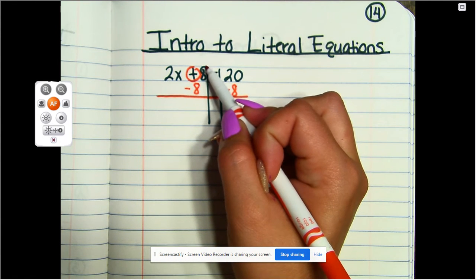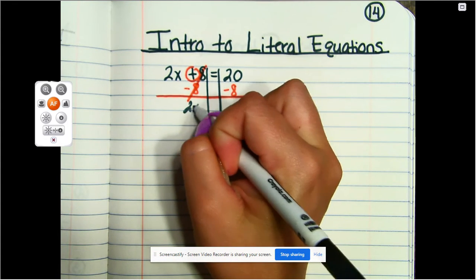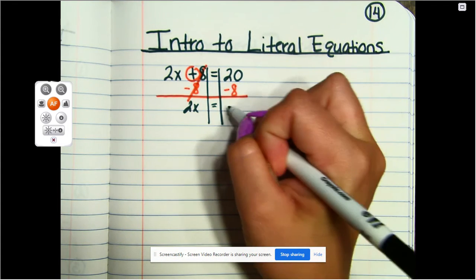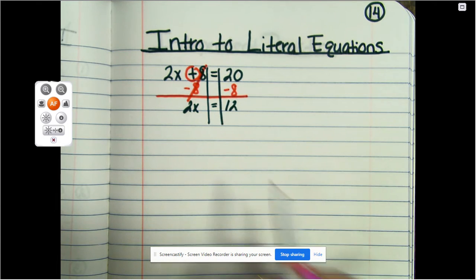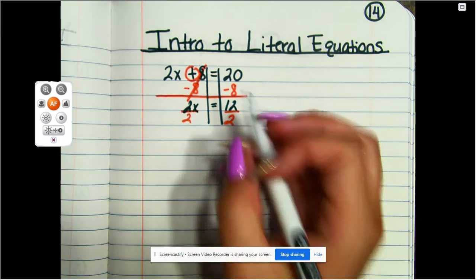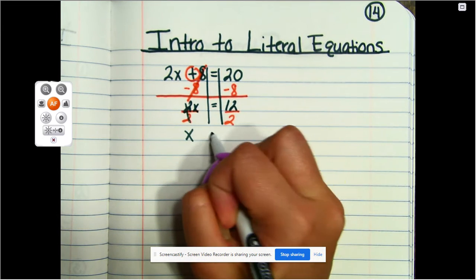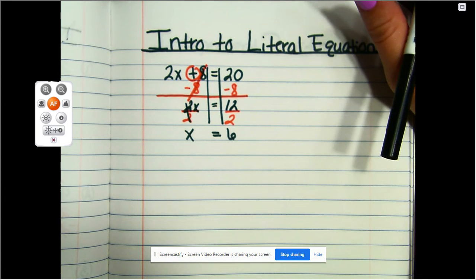8 minus 8 cancel, and we are left with 2x. And then 20 minus 8 is 12. And so from here, we're going to divide by 2 on each side. And we get x is equal to 6. Okay, that was pretty easy. We're good. Okay, we remember.